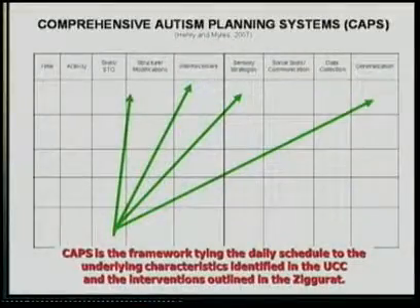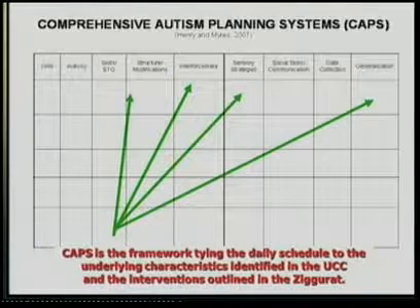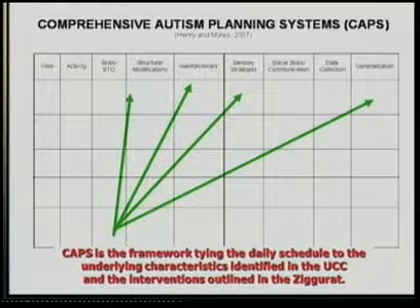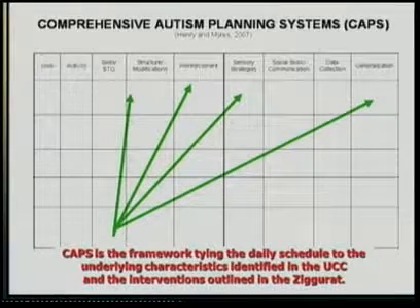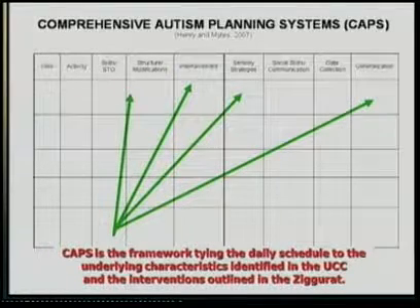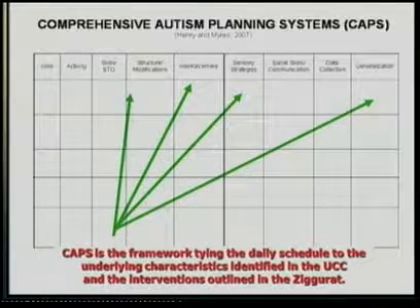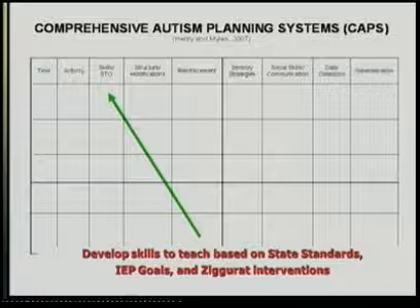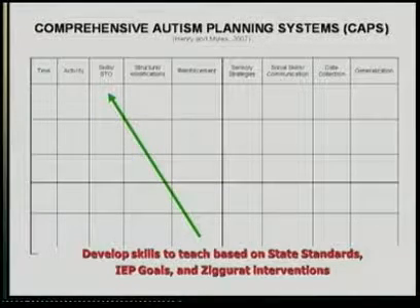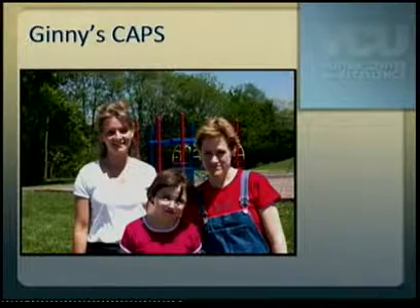So when we look at the CAPS, we have time and activity at the top, skills to teach, structure, reinforcement, sensory strategies, social communication, data, and generalization. Obviously, you can read those across the top. I want to show you how we're going to effectively do this and how we're going to broaden a student's program. We're going to develop the skills to teach based on state standards, IEP goals, and, if you're using the Ziggurat, interventions you've developed. So here's Ginny.